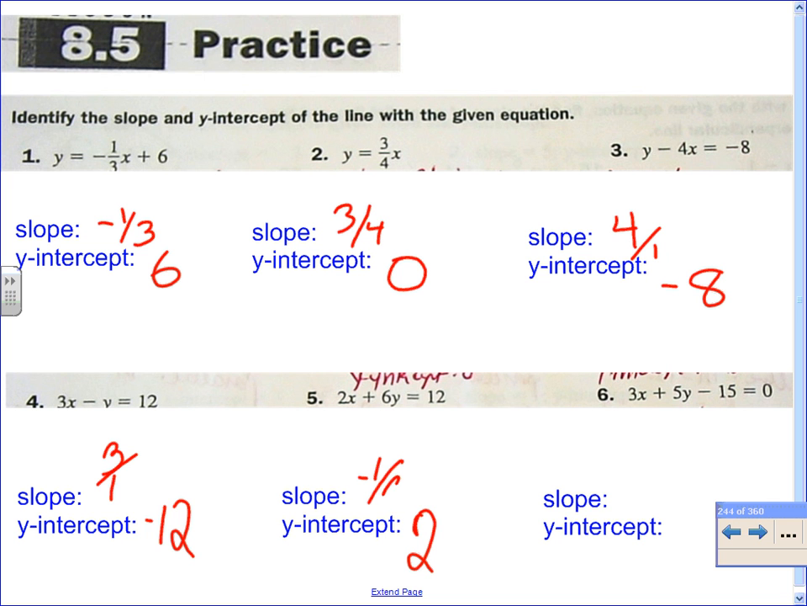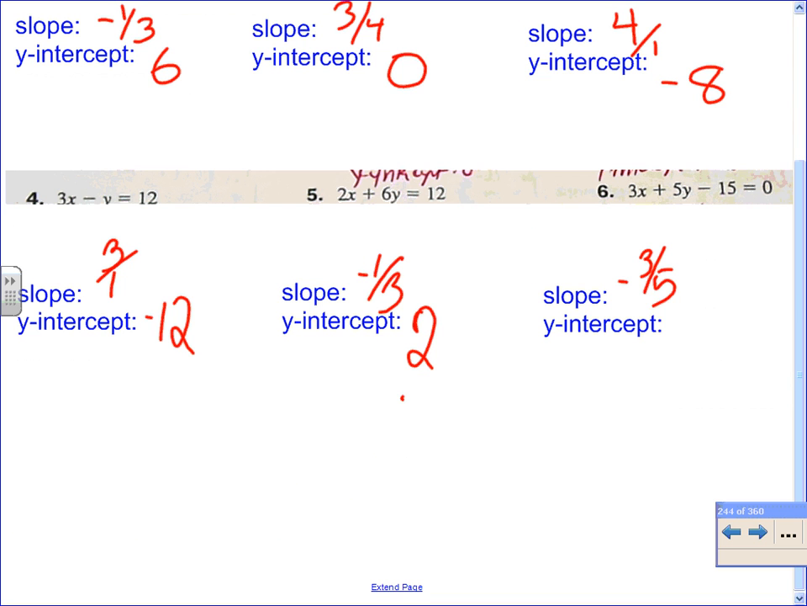No, it's negative 1/3. You were right the first time. It's negative. Zach, number 6. Should be negative 3/5. Wrong way. And then what about the y-intercept, Zach? Good, positive 3. I'll come back to questions. Just make sure you checked 1 through 6.